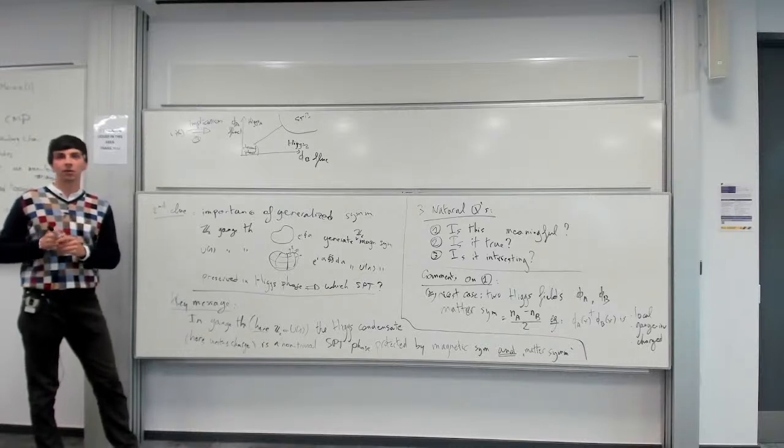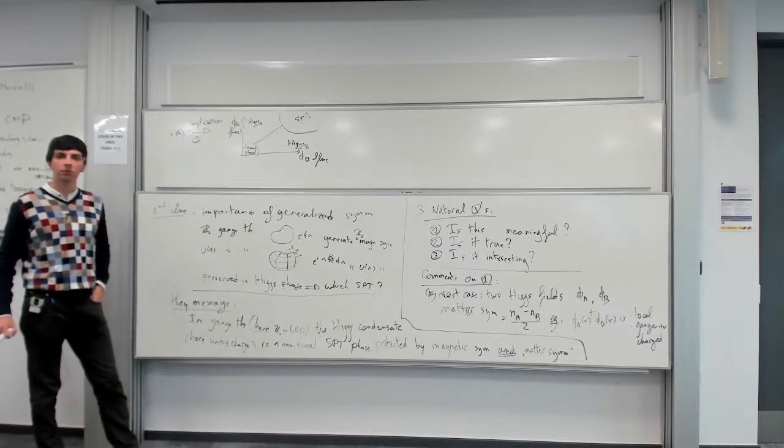So if I introduce phi and phi b, in principle there are many types of zero-form symmetries I can add to phi and phi b.